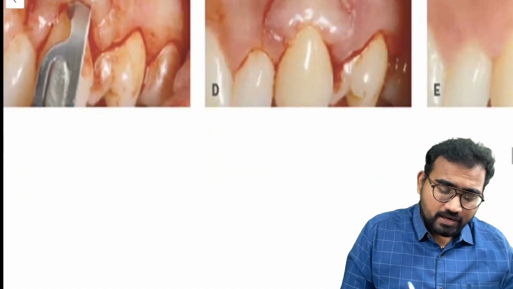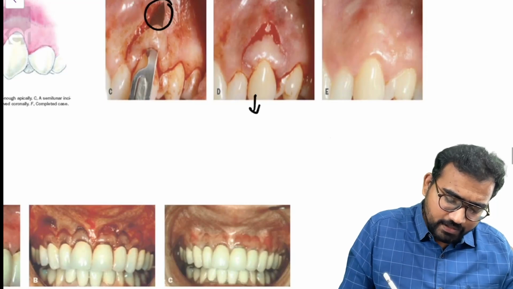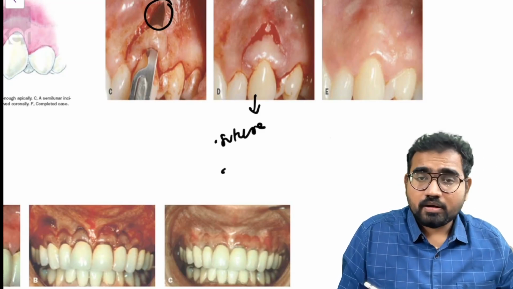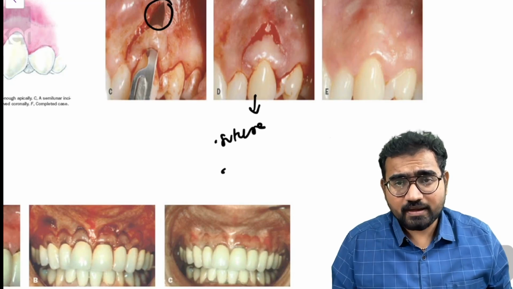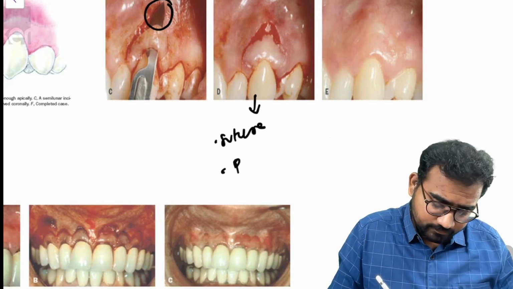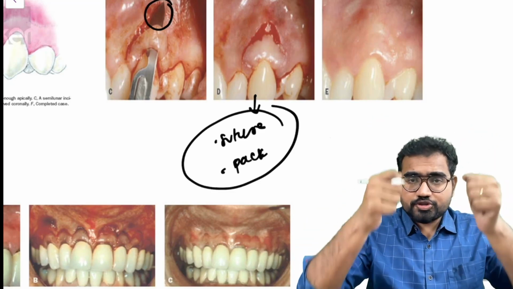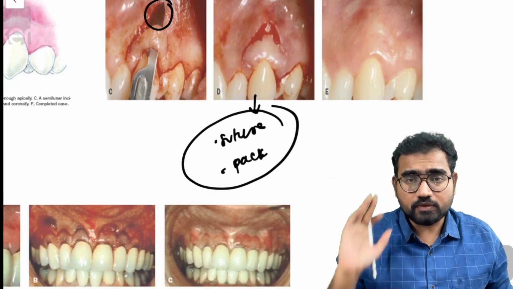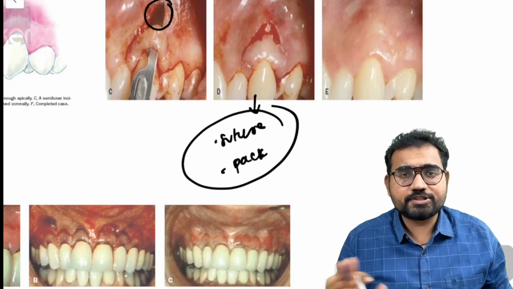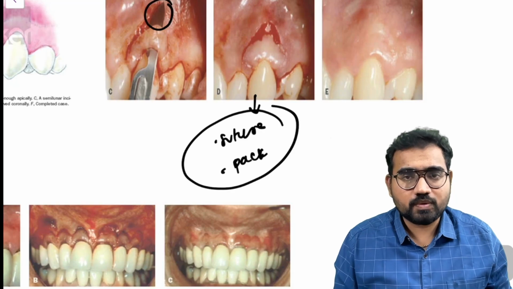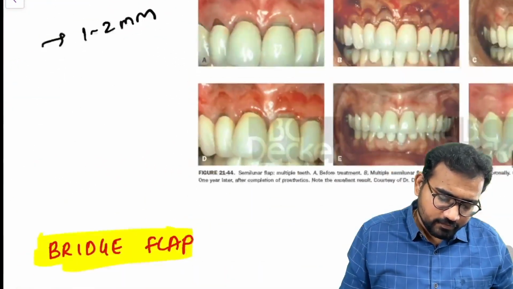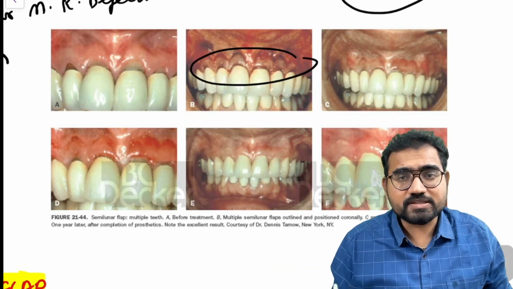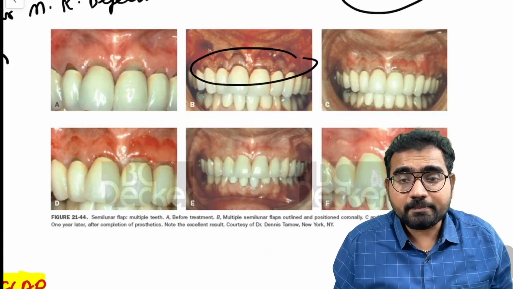At this point, I can suture, put an anchor suture, or I can keep a pack and believe in gravity. You can suture, pull it down, or you can just place a pack and believe in gravity. Either way you can do. So this is a very simple procedure for root coverage. It's a semilunar coronally advanced flap technique. Okay, very good. So this is a semilunar flap which was done in multiple teeth. Again, it is very difficult to do a semilunar coronally advanced flap for multiple tooth defects.